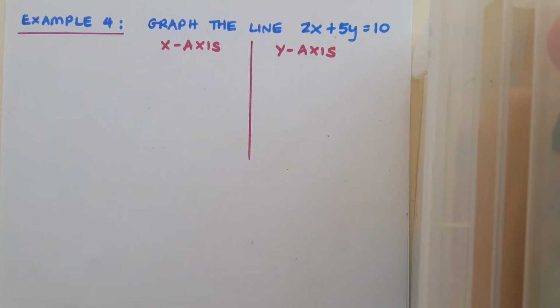Can you recall what piece of information I use for each of these? For the x-axis I use y equals 0, and for the y-axis I use x equals 0. At this point, pause the video and see can you figure out these 2 points yourself.